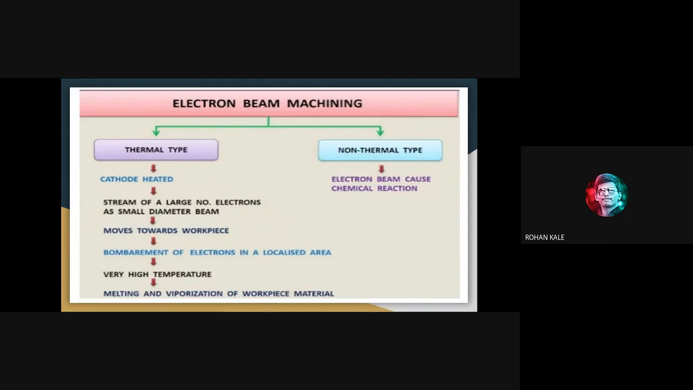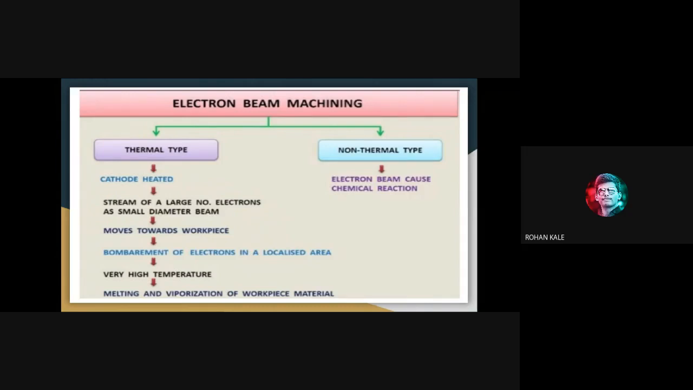Okay, so it moves toward your workpiece with a very high velocity, and it bombards the workpiece surface. So machining is going on due to the bombardment of these electrons on a very small localized area of your workpiece. As the electrons bombard a very small localized area, a huge amount of temperature is generated on that portion of your workpiece surface. So machining is going on due to that high temperature generation.